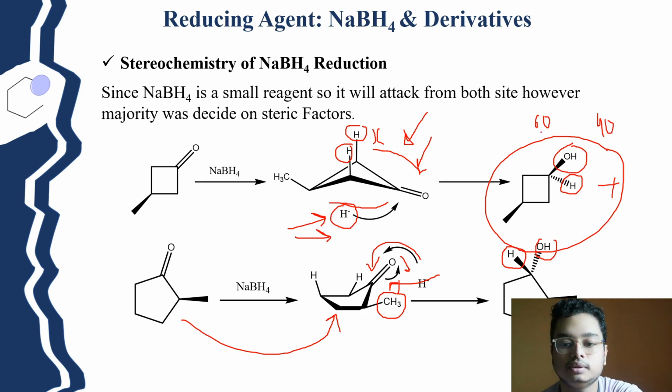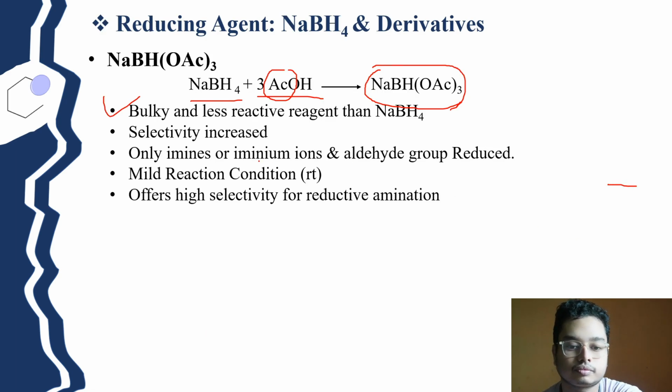So gradually the yield of this particular reagent is increasing, and thus the selectivity is getting increased. Since the selectivity is increased, but it is a less reactive reagent, the chemoselectivity is also changed here. So this particular reagent is only limited to imines, iminium ions and aldehyde group reduction.